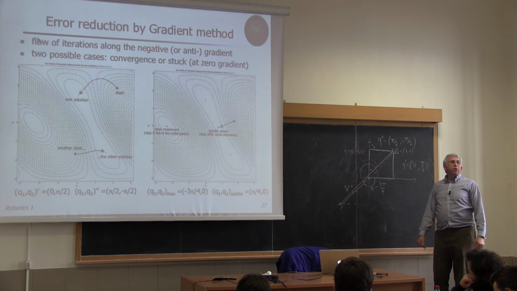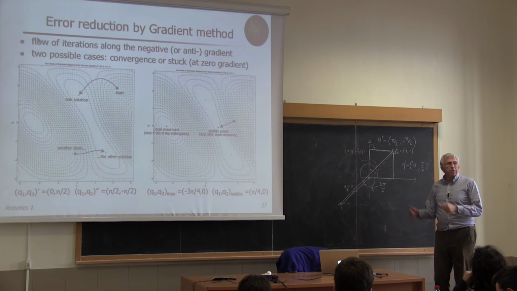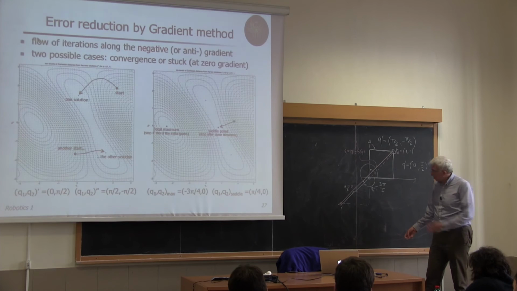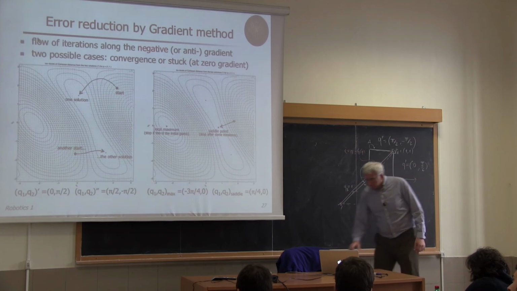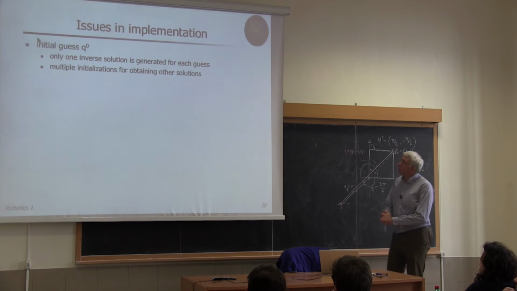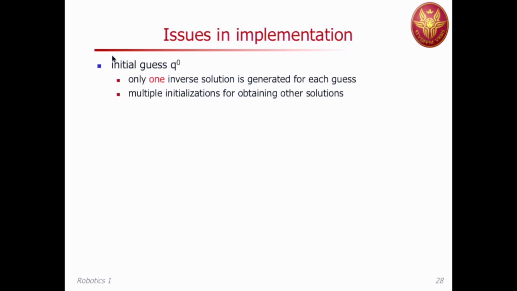And a non-zero error, but still J transpose times this error is 0, so we don't move from there. Okay, so think about this. Okay, now, what are the issues before implementing this?